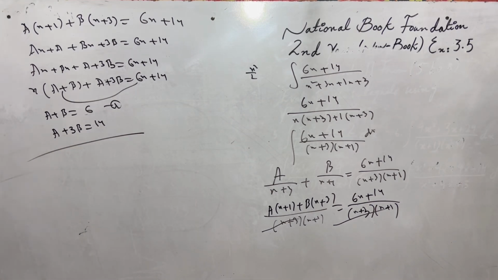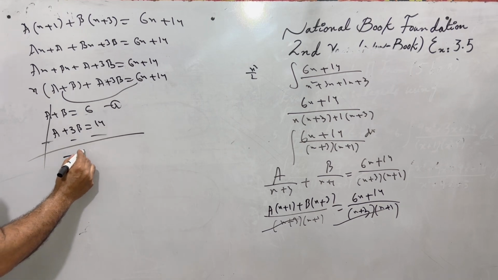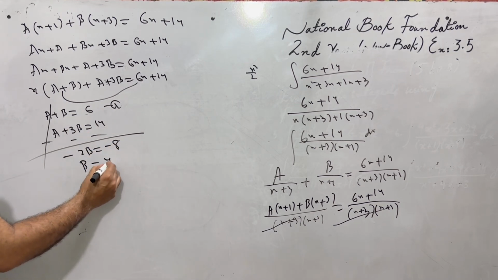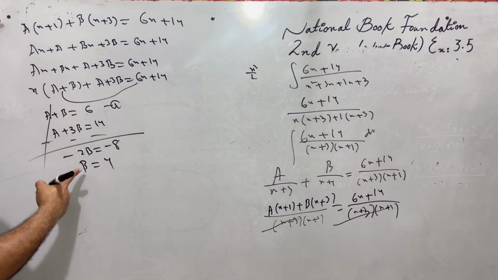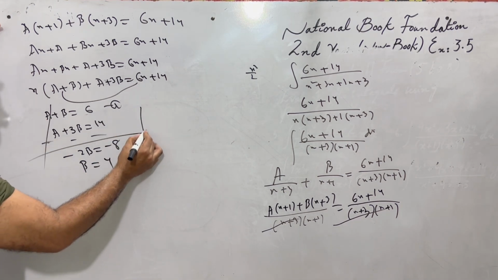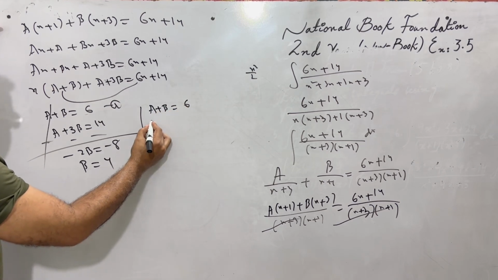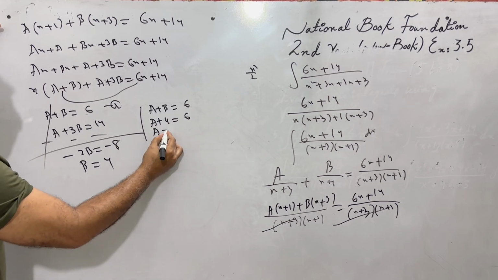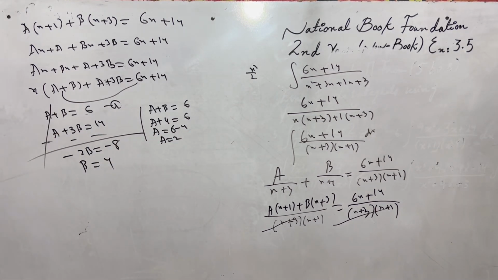Look, these are simultaneous linear equations. Just subtract. We are going to have minus 2B equal to minus 8. So the value of B is 4. B is 4, put it in an equation. A plus B is equal to 6, and B is 4. Solve for A: 6 minus 4. A is 2. The value of A is 2.